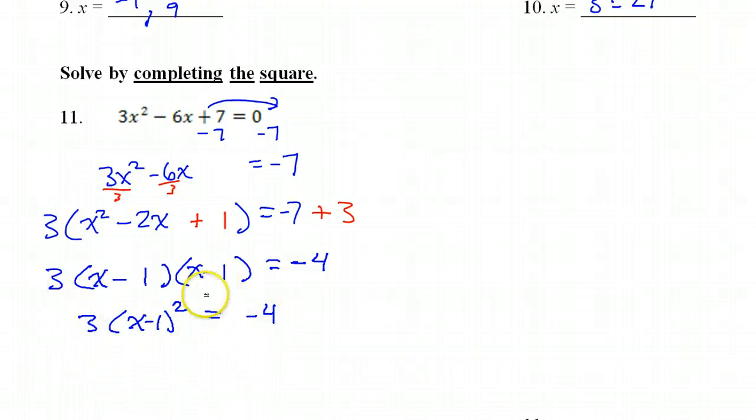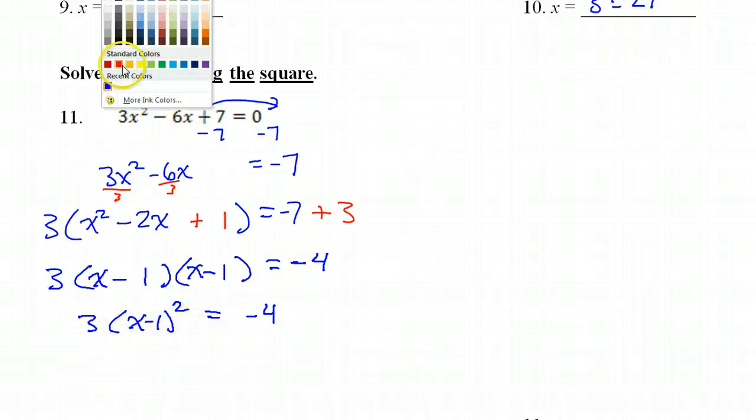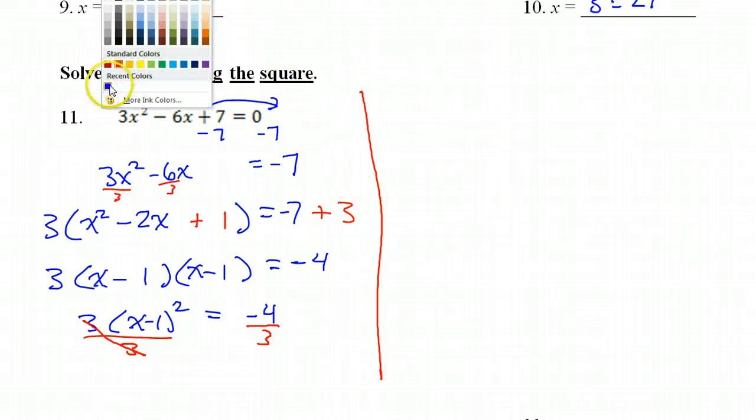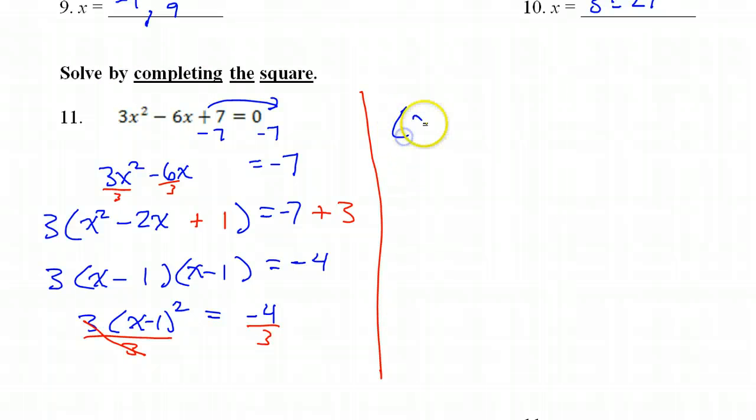Now, some kids want to take the square root right now. You can't take the square root with that 3 sitting there. We just need it to just be x minus 1 squared. So we need to get rid of the 3 by dividing both sides by 3. Okay? And I'm going to copy it over here, bring it over. So that's going to give me x minus 1 squared is equal to negative 4 over 3.